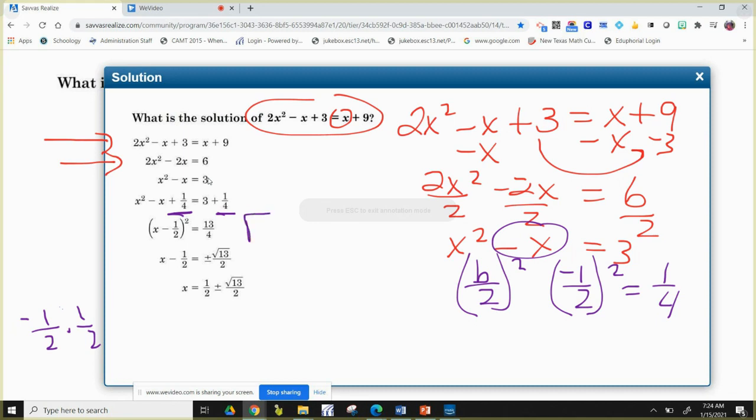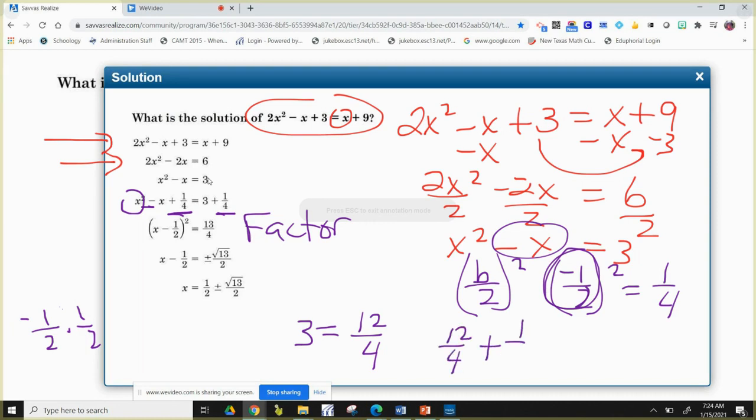The next step right here, they're going to factor the left side. And they got x minus 1/2. This variable, this sign, and the half. It's whatever's in your fraction right here. Then they added 3 plus 1/4. How many fourths are in 3? We want to write that as fourths, so we can do 12 fourths. So we do 12 fourths plus 1/4. That's where the 13 fourths came from.